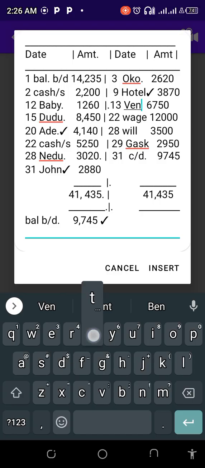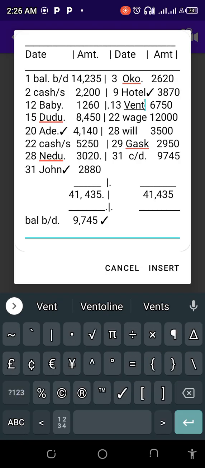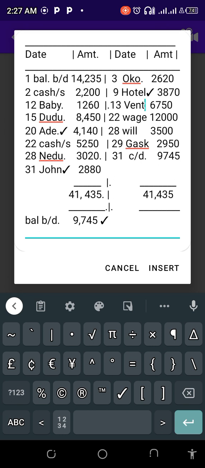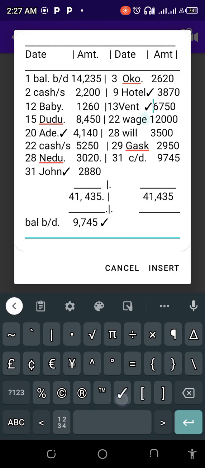Vent is one of the unpresented checks, so we mark it. That is item 13, Vent. So we mark it like that. Good. We have now gotten up to 2 unpresented checks.